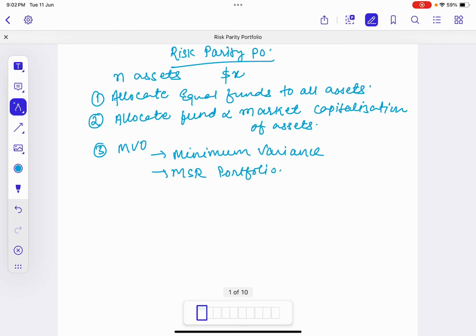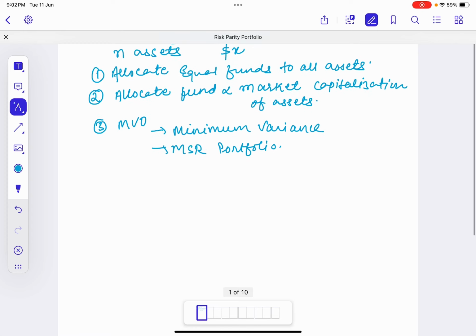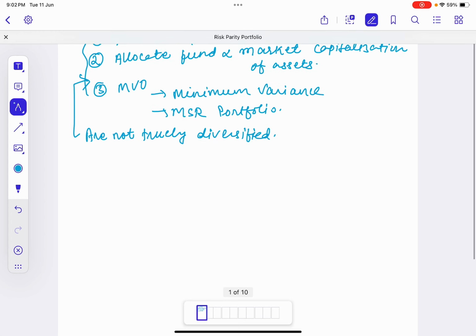Now all these methods that we have discussed so far are traditional methods, and they suffer from a drawback, and the drawback is that these portfolios are not truly diversified. What do I mean by it? Let us take an example in which you have a portfolio of 60% stock and 40% bond.